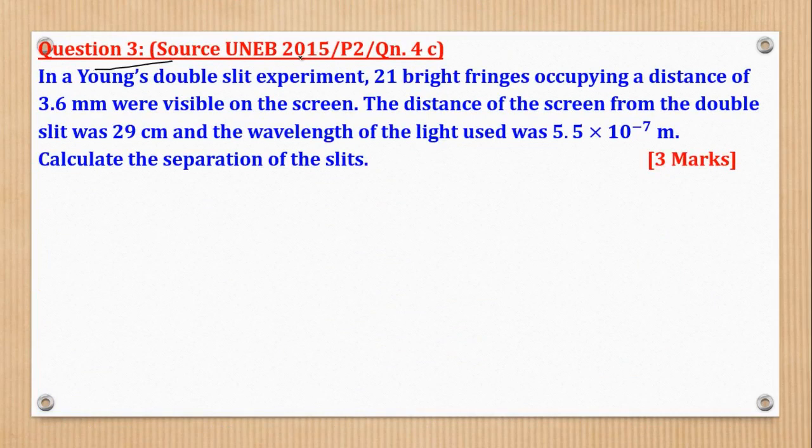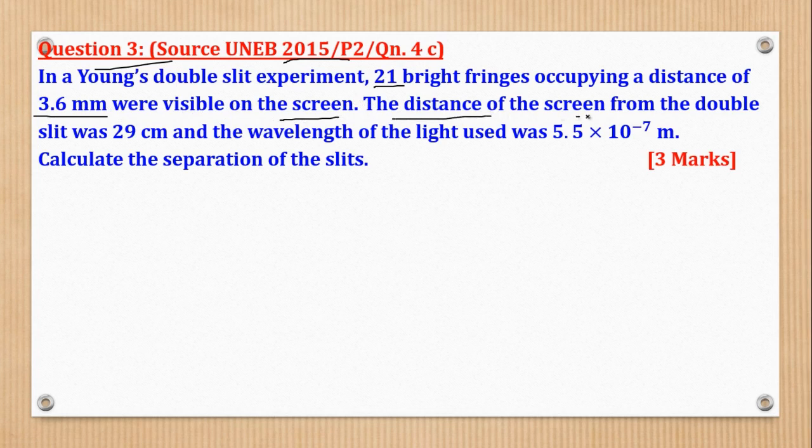Then question 3 came from UACE 2015 paper 2 question 4c, and it says, in a Young's double slit experiment, 21 bright fringes occupying a distance of 3.6 millimeters were visible on the screen.